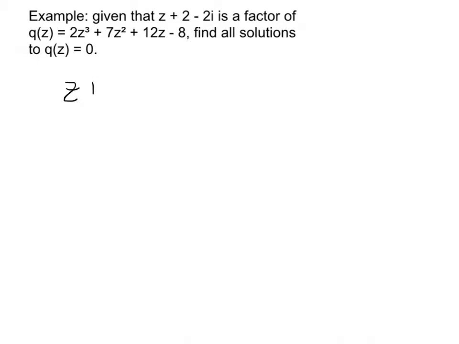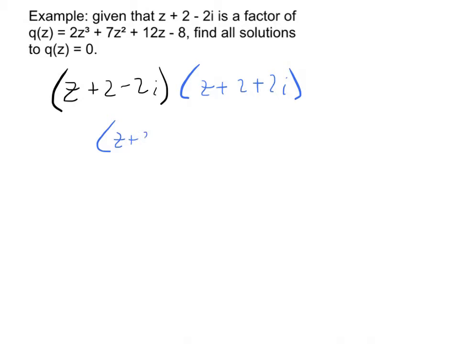If we know that z plus 2 minus 2i is one factor, what is another factor that we know about? Definitely pause the video and think about that. Make sure you know what it is. You should have come up with the fact that z plus 2 plus 2i is another factor, right? So now I'll multiply these two things together. Again, I'm going to use my trick of saying z plus 2 squared minus 2i squared. This is z squared plus 4z plus 4 minus 16i squared. That makes it z squared plus 4z.